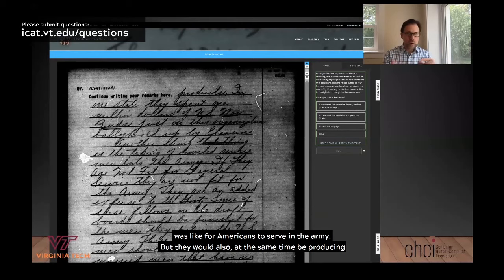But they would also, at the same time, be producing something that would be of value to scholars, to fellow students, to teachers, as well as to the wider public.